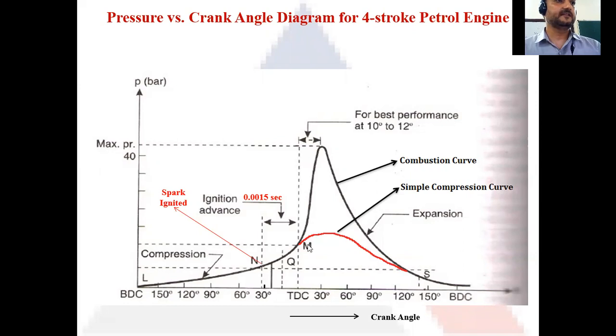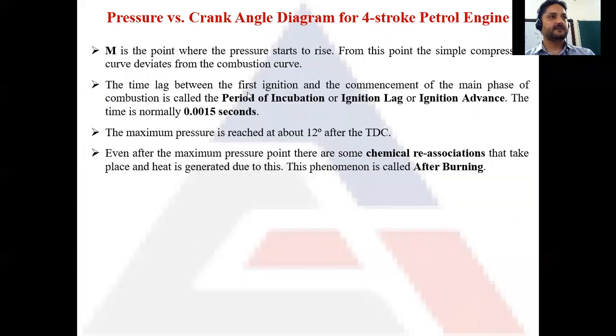But if the fuel is there and the fuel burns at point M, because the actual combustion starts at point M, this pressure rise will be steep and it will reach a point of maximum pressure. So this is the difference between the simple compression curve and the combustion curve. Now the time lag between the first ignition and the commencement of the main phase of the combustion is called your period of incubation, or also the ignition lag or the ignition advance, and this time is normally around 0.0015 seconds.